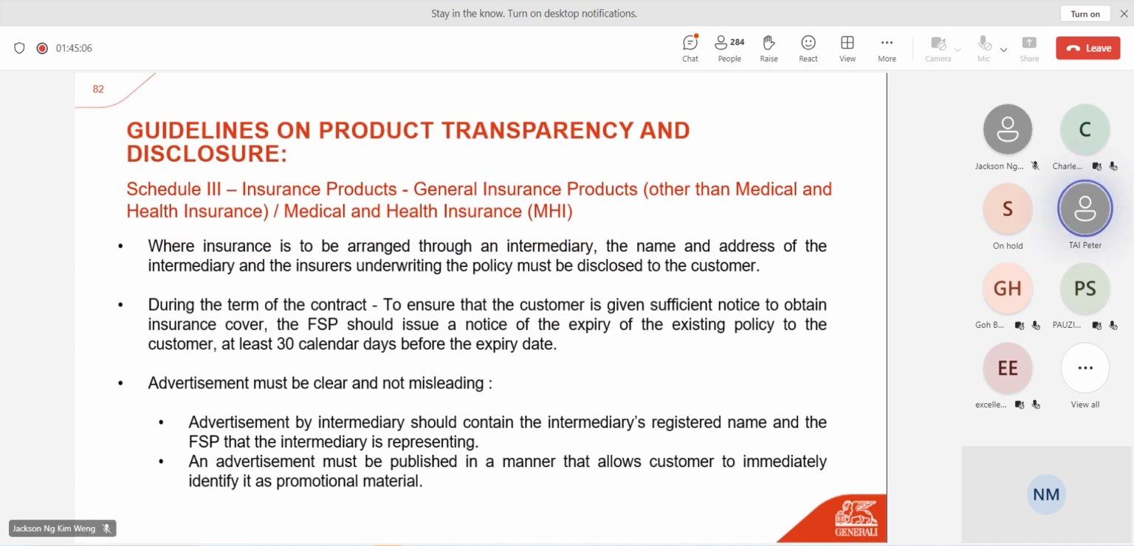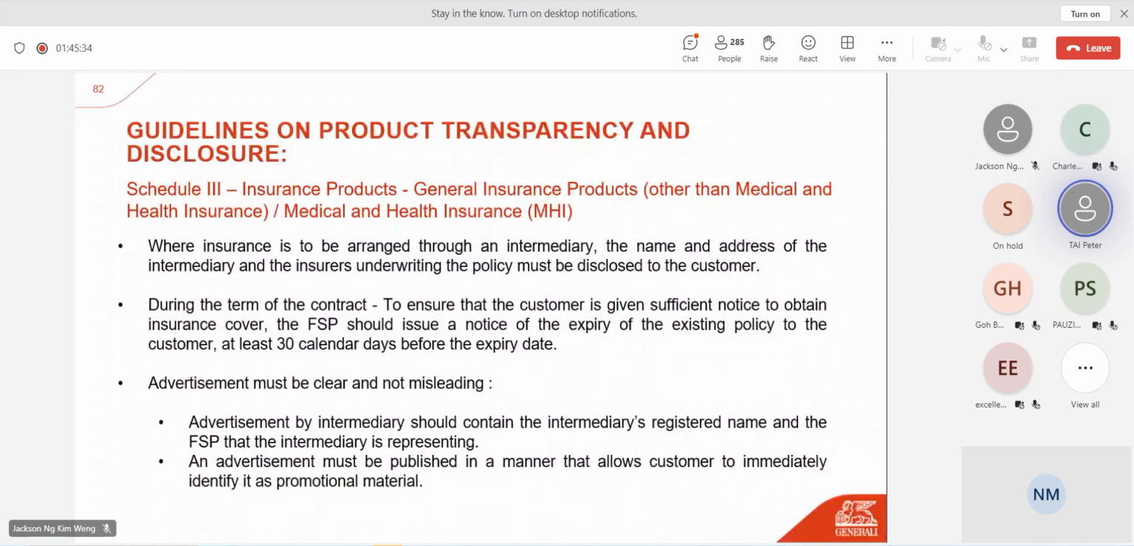Okay, so basically, for all insurance products other than medical and health insurance, the name and the address of the intermediary and the insurance underwriting policy must be disclosed to the customer. If you have a shop lot, as I mentioned just now, then it's quite easy. But if you are operating from a house, if you're just working from home, you must make sure that your customer is aware of the nearest office.